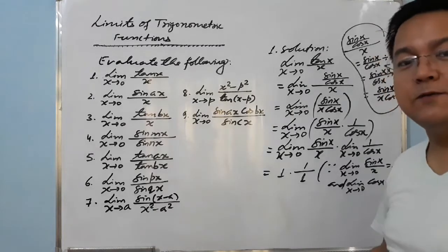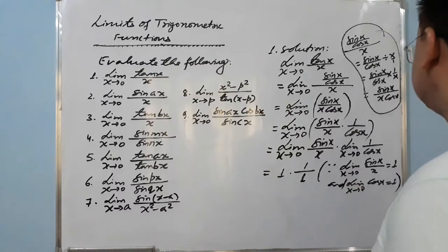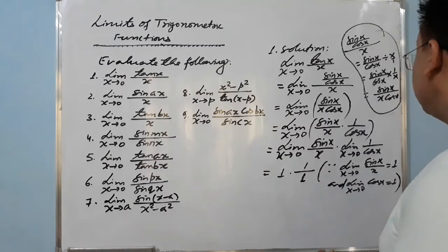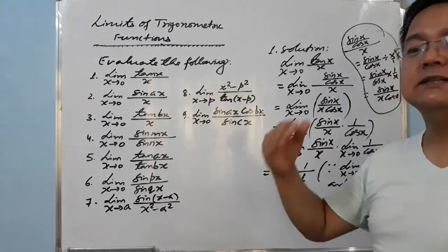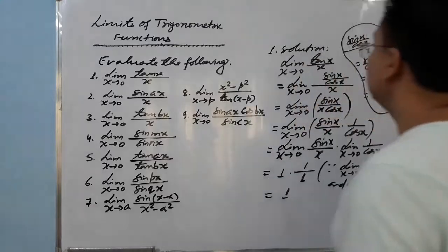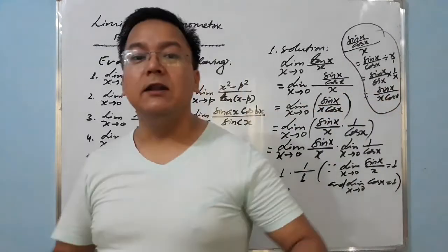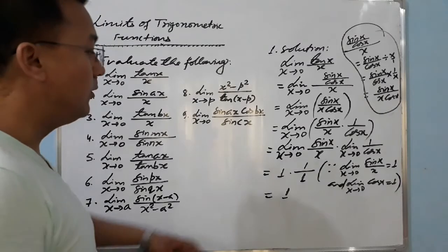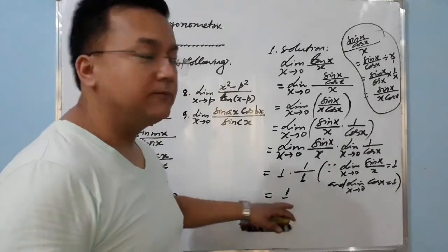I have already proved this and explained all these things in my earlier video. You can go through that video if you have not watched it yet. So your answer is 1. We got here that the limit of tan x over x as x tends to 0 is equal to 1.